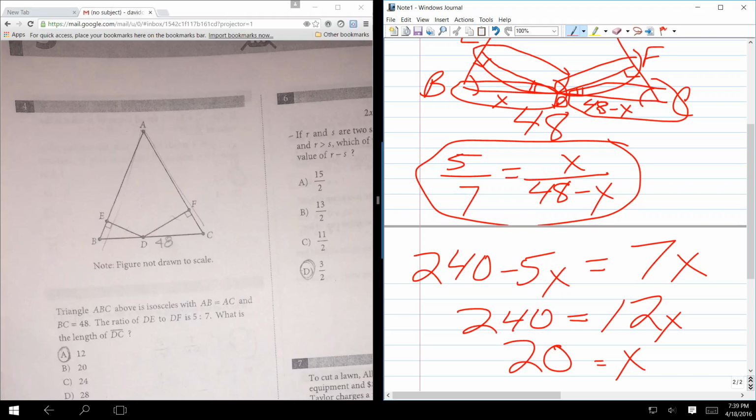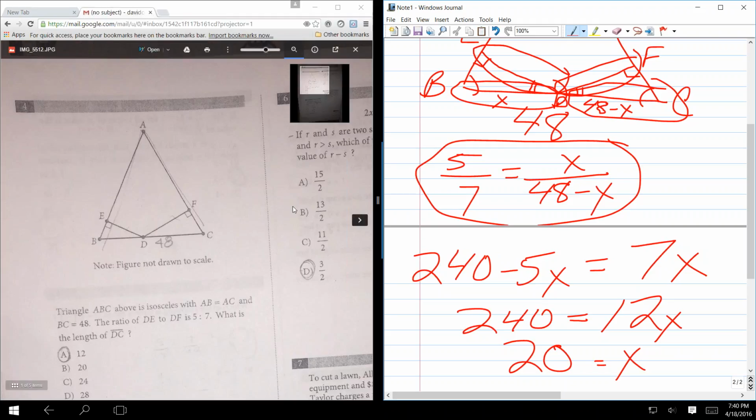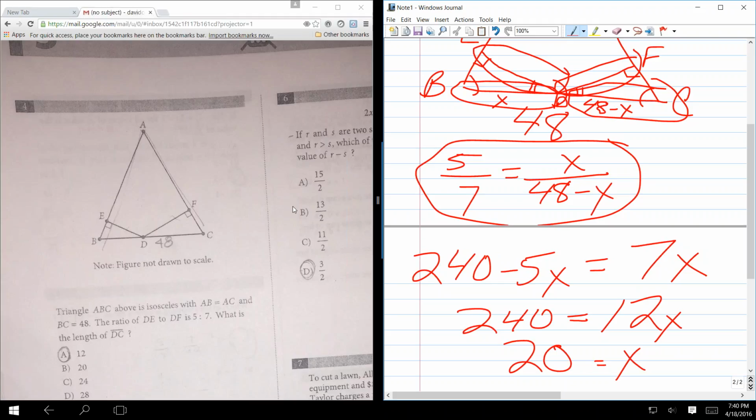But what's the answer? Wait, no. They're asking for DC, which we labeled as 48 minus x. You'd have been better off if I had labeled it as x, but I labeled it 48 minus x. So what's DC equal to? 28. Correct. That's the answer.